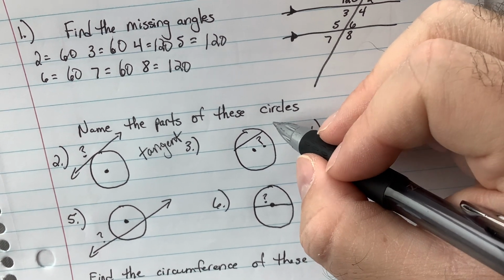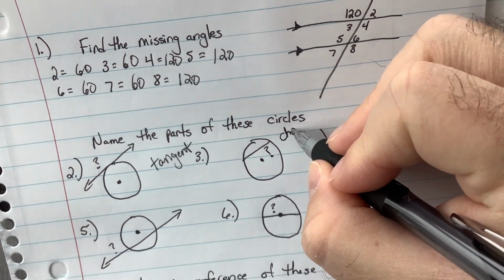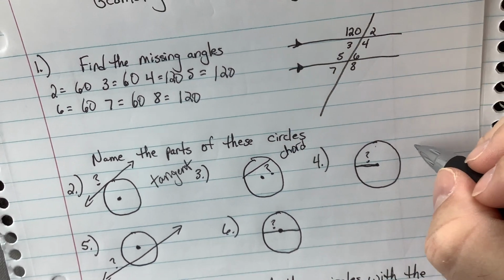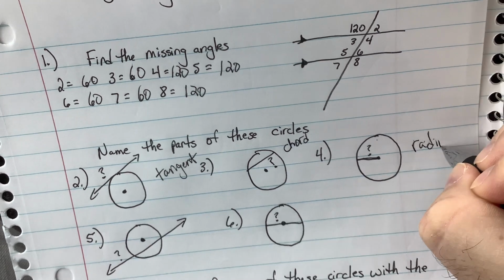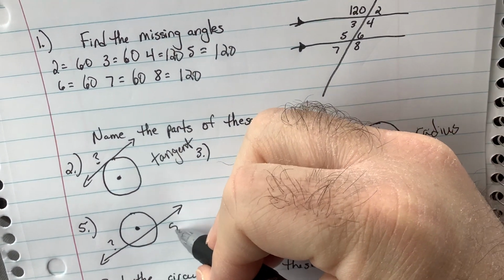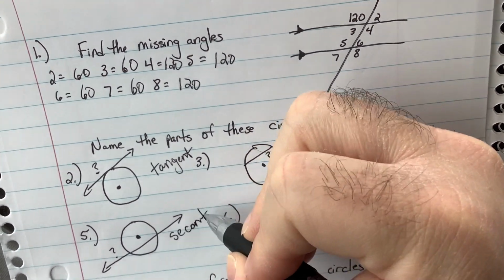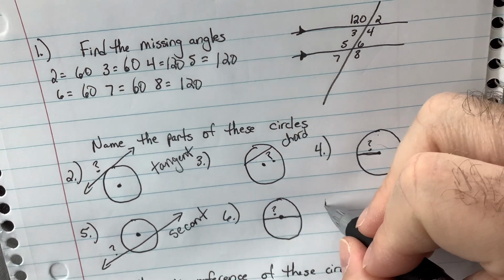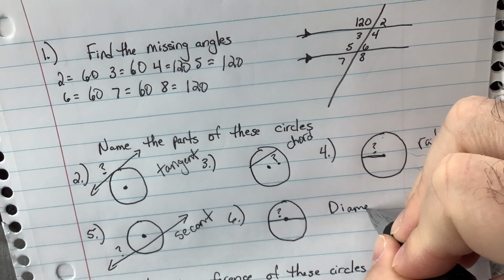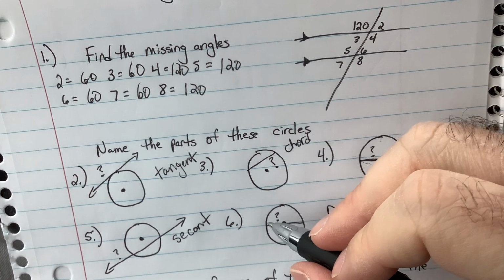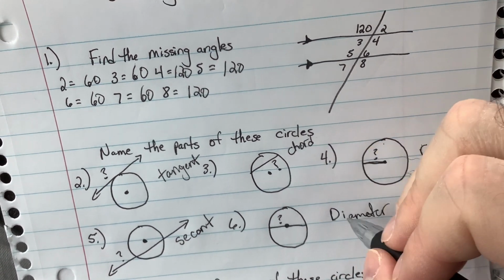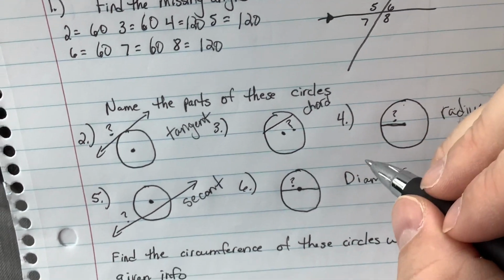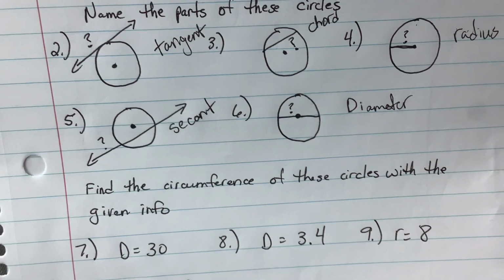We know my spelling. So, this is a chord. This is a chord. This is a radius. This is a secant. The difference between a chord and secant is the secant keeps going. This is a diameter, which is also a chord. It goes from one end to the other, but what makes it stand out is it goes through the center. So that's why it's a diameter.